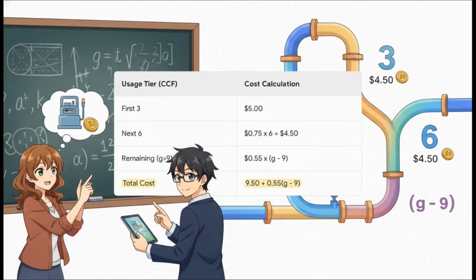And this is where it all clicks into place. Let's take it one tier at a time. First, the cost for the initial 3 CCF is a flat $5. Easy. Next, we figure out the cost for the second tier. That's the next 6 CCF. At 75 cents each, that's 6 times 0.75, which is $4.50. Finally, we handle the rest of the gas. Since G is the total, and we've already dealt with the first 9 CCF, that's the 3 plus the 6, the leftover amount is G minus 9. That part is charged at 55 cents each. All we do is add all those pieces together for the total cost.